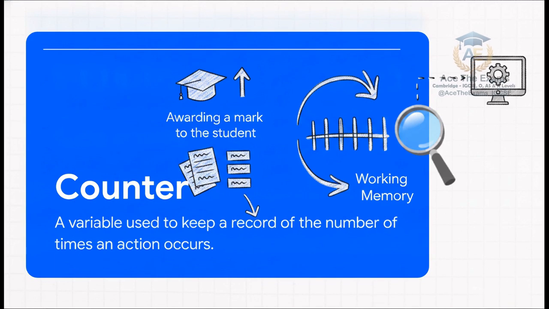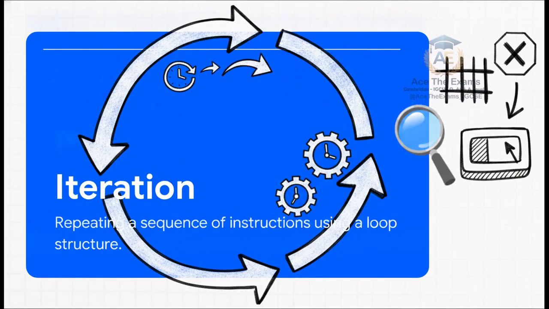At its core, a counter is simply a variable used to keep a record of the number of times an action occurs. You can think of it like the ultimate tally system inside your computer program. Without this tally, standard methods of solution, things like awarding a mark to each student or printing a list of names, just completely fall apart. Why? Because your program has absolutely no working memory of how many times it has actually executed the job. It's totally flying blind.